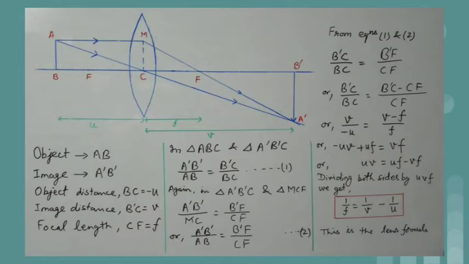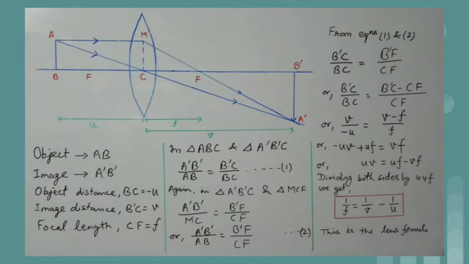Also, in triangle A'B'F and triangle MCF, the ratio A'B' by MC is equal to B'F by CF, or A'B' by AB is equal to B'F by CF, since MC is equal to AB. From equations 1 and 2, B'C by BC is equal to B'F by CF, or B'C by BC is equal to (B'C minus CF) by CF.